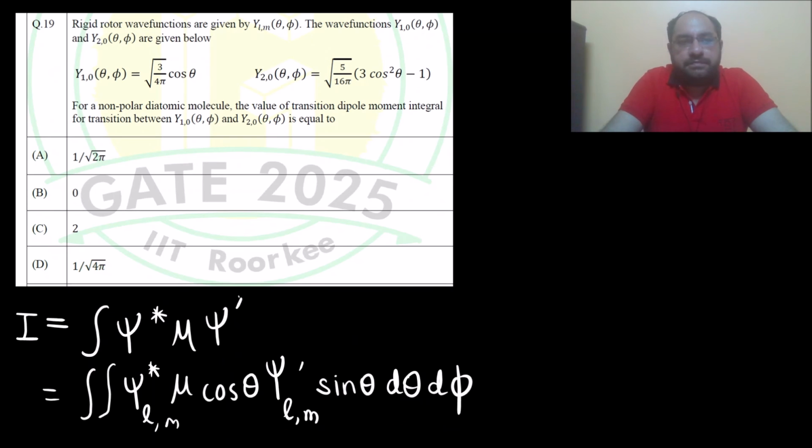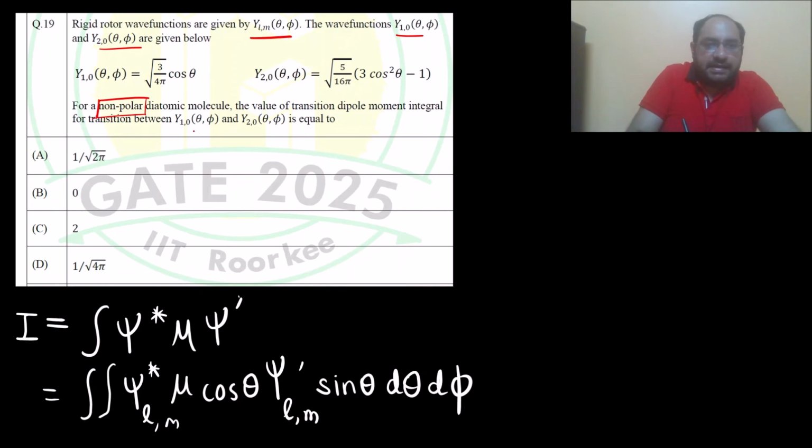Okay, next question. Rigid rotor wave function. The two wave functions they have given are for a non-polar diatomic molecule. The value of the transition moment integral is asked. This is the formula: I is equal to the double integral of psi star, mu cos theta, the other wave function, sin theta d theta d phi. So do you have to solve this double integral?